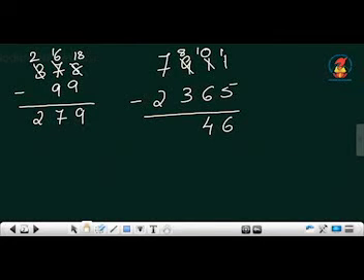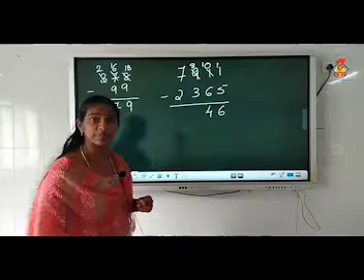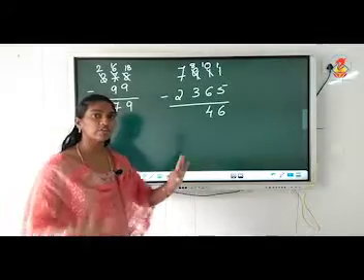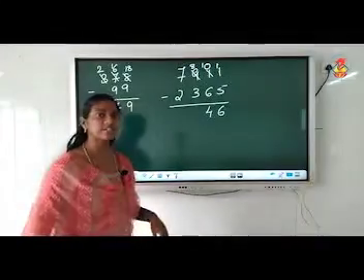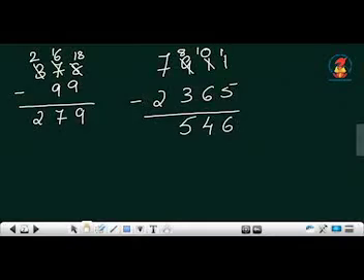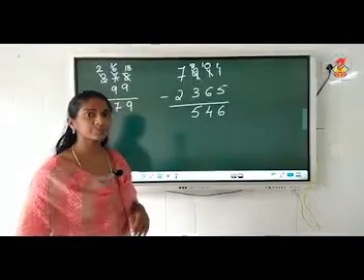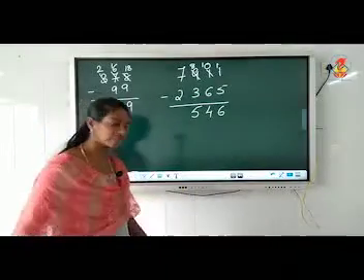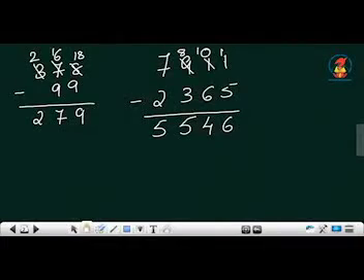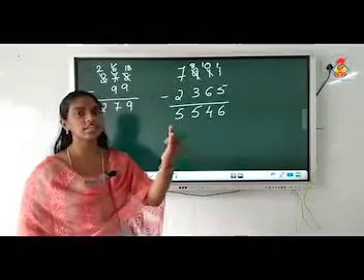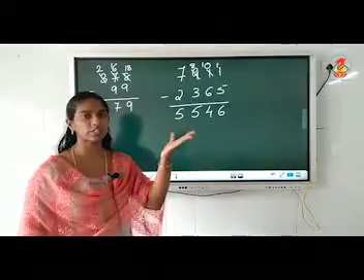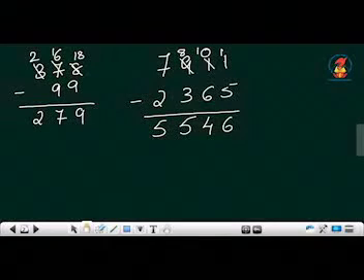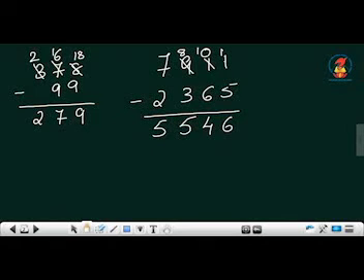Now, coming to the hundreds place. 8 minus 3. Is it possible? Yes. 8 is bigger than 3. What is 8 minus 3, children? From 8, take away 3. You get balance 5. Again, 7 minus 2. From 7, take away 2. What do you get? 5. Or you can count after 2 till 7: 3, 4, 5, 6, 7. Any method you want you can use. Okay children? So what is the answer? 5546. Understood?